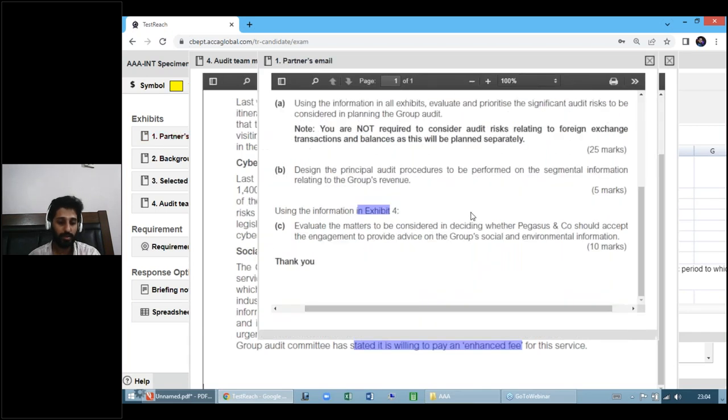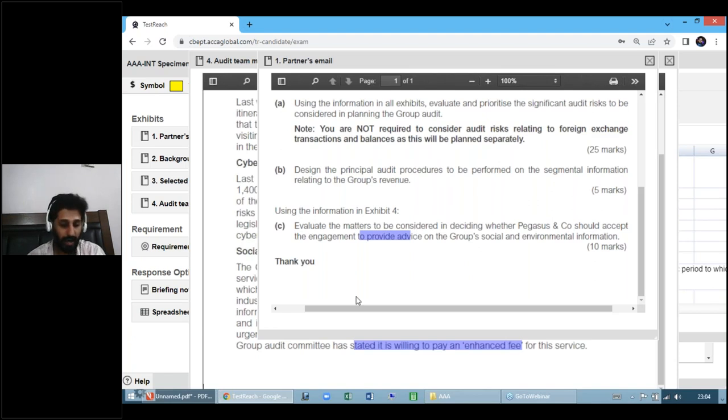Please, students, read this requirement for 10 marks, and we should write with complete professionalism. It's written: evaluate the matters to be considered in deciding whether Pegasus should accept the engagement to provide advice on the group social and environmental information.